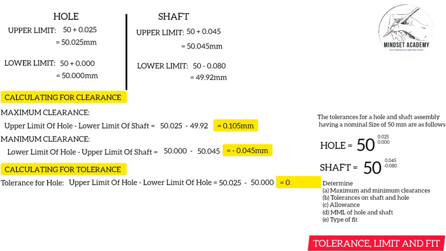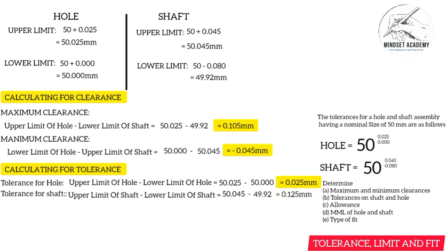Now, for the tolerance on the shaft, it will give us the upper limit of the shaft minus the lower limit of the shaft. So the upper limit of the shaft is 50.045 minus the lower limit of shaft, 49.92. So this will now give me 0.125 millimeter. Is that okay?